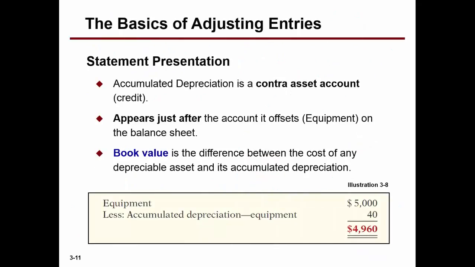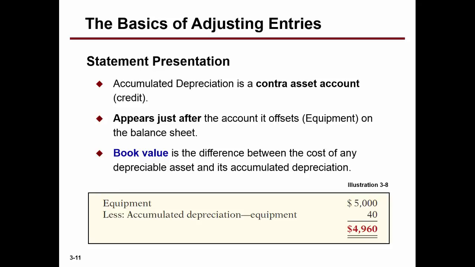Okay? So you take a look at the financial statement presentation. They have the equipment, and this is after 1 year. The depreciation expense for year 1 was $40, so the accumulated depreciation was what? $40. The difference between the original purchase price of the equipment and the accumulated depreciation, they're calling it book value. Book value and carrying value, guys, are synonymous terms. Book value and carrying value are the same thing.